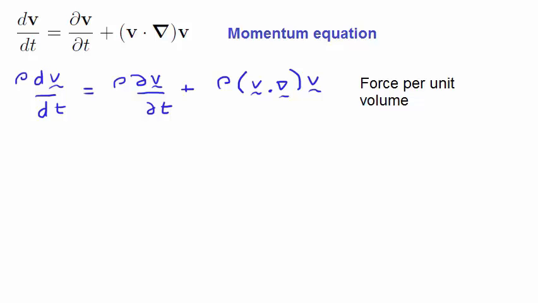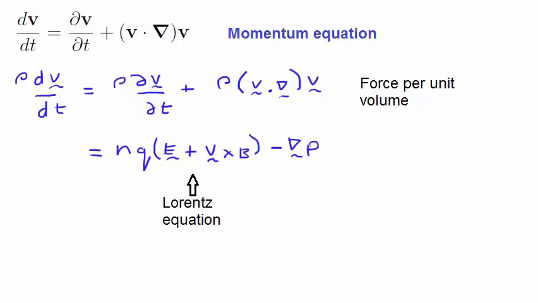In plasma physics, we can equate the total force per unit volume by this expression, where you'll notice the familiar Lorentz equation, but now it's multiplied by number density n. The additional force term is the pressure gradient. If you do your analysis on that pressure gradient, you'll also find out it has units of force per unit volume.